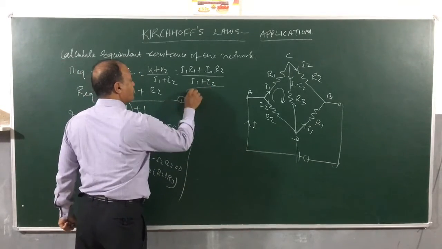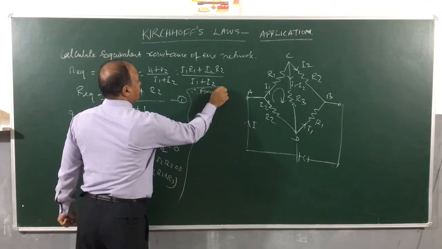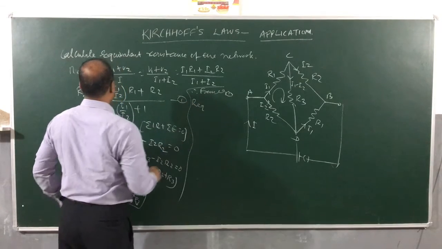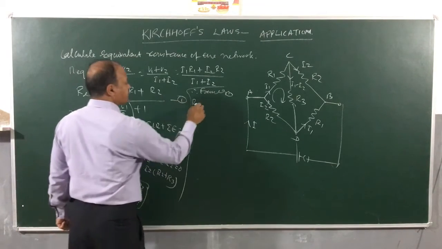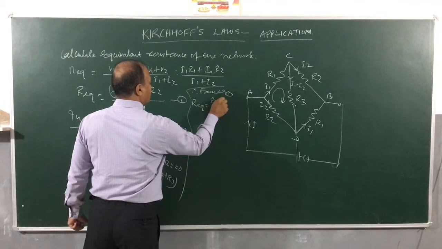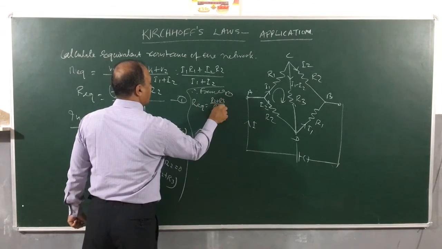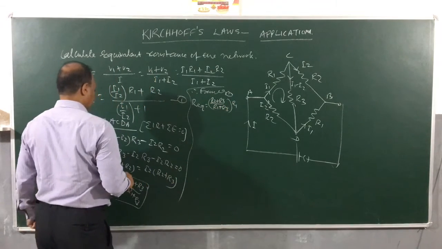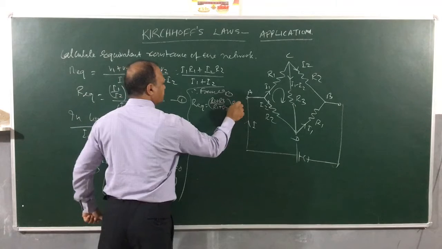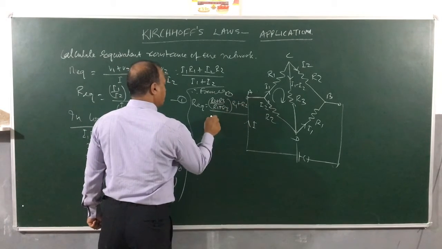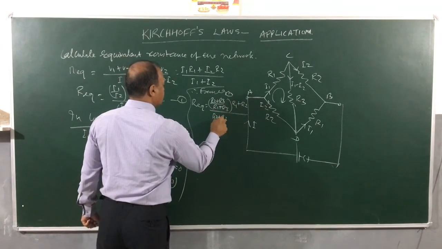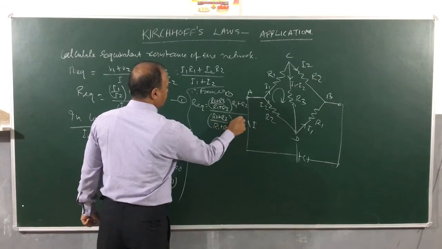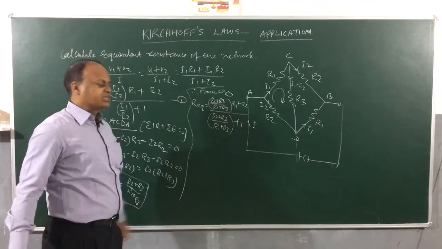Therefore, from equation 1, R equivalent is equal to I1 by I2. So I1 by I2 is how much? R2 plus R3 divided by R1 plus R3 into R1 plus R2 divided by R2 plus R3 divided by R1 plus R3 plus what? Now this is a matter of algebraic simplification.